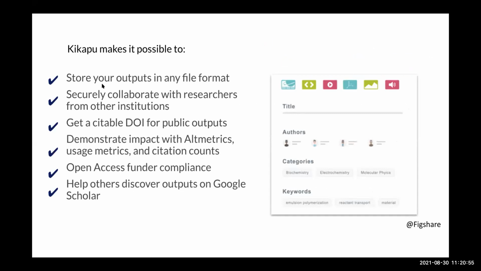Using Kikapu means that you can store your digital outputs in any file format. You can securely collaborate with researchers from other institutions. You can get a citable DOI for public outputs. You can demonstrate the impact that your research has with altmetrics and other usage metrics. It means that you can comply with your funder with open access, and you can help others discover outputs.